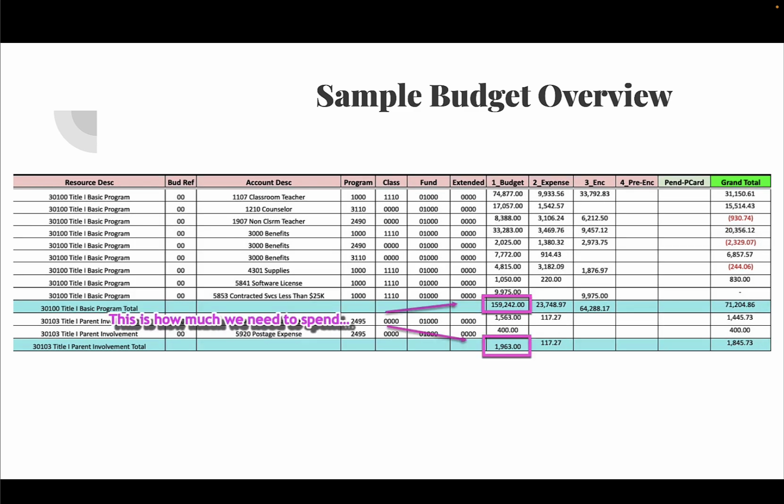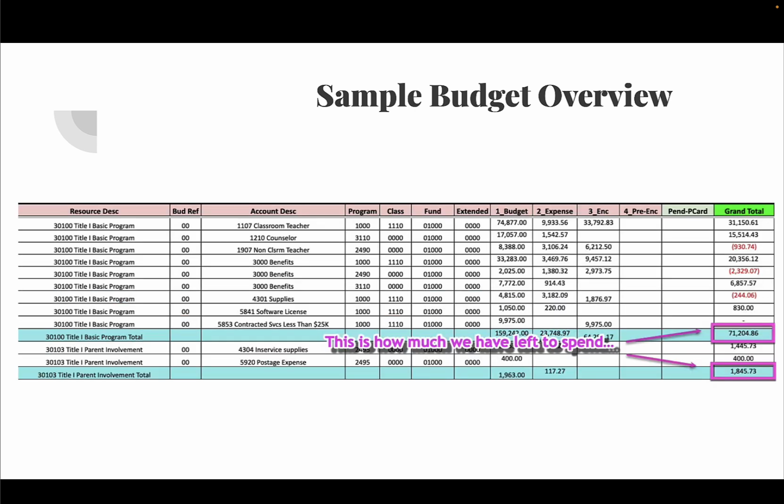Now these two amounts here, the bottom of the budget column for Title I Basic, that shows how much this school site was actually granted during the budget process. So this school had $159,242 budgeted in the beginning. And then this column over here shows how much is left. Okay, so we started with $159,000 and we have about $71,000 left. And you can see in here the dollars are left in certain budgeted accounts.